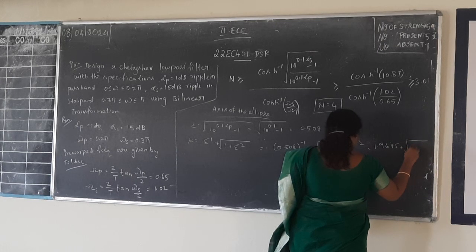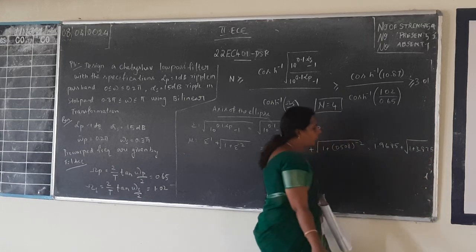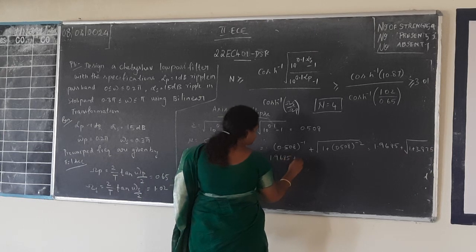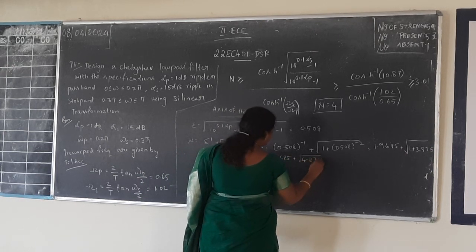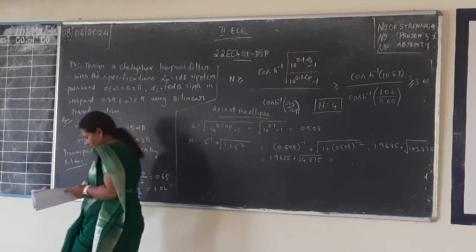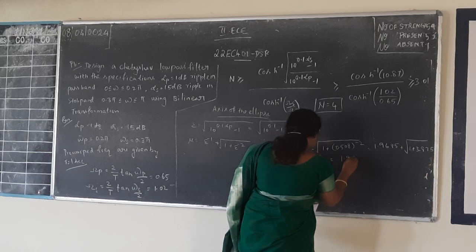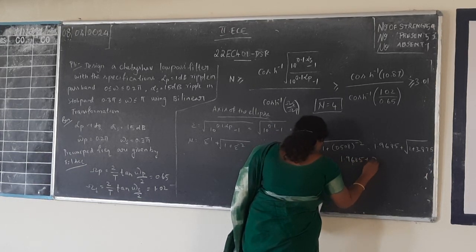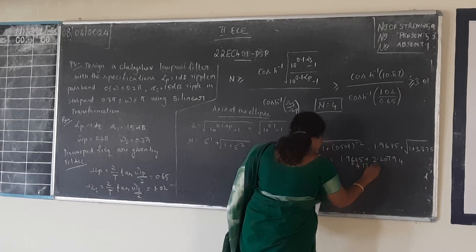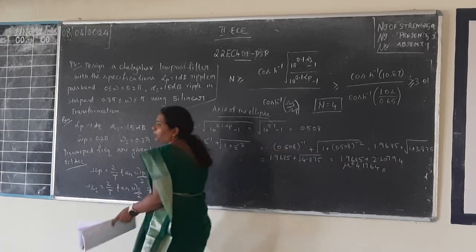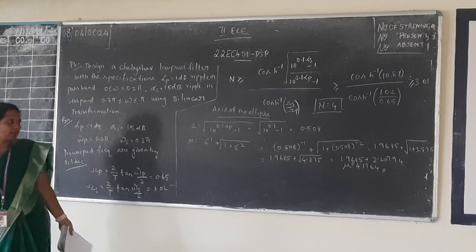Let's see, root of 1 plus 3.875, right? And we get this as 1.9685 plus root of 4.875. So what is the answer you got? 4.1764. So 1.9685 plus 2.20794 is equal to 4.1764. That is the mu value. So everyone got the mu value as 4.1764.